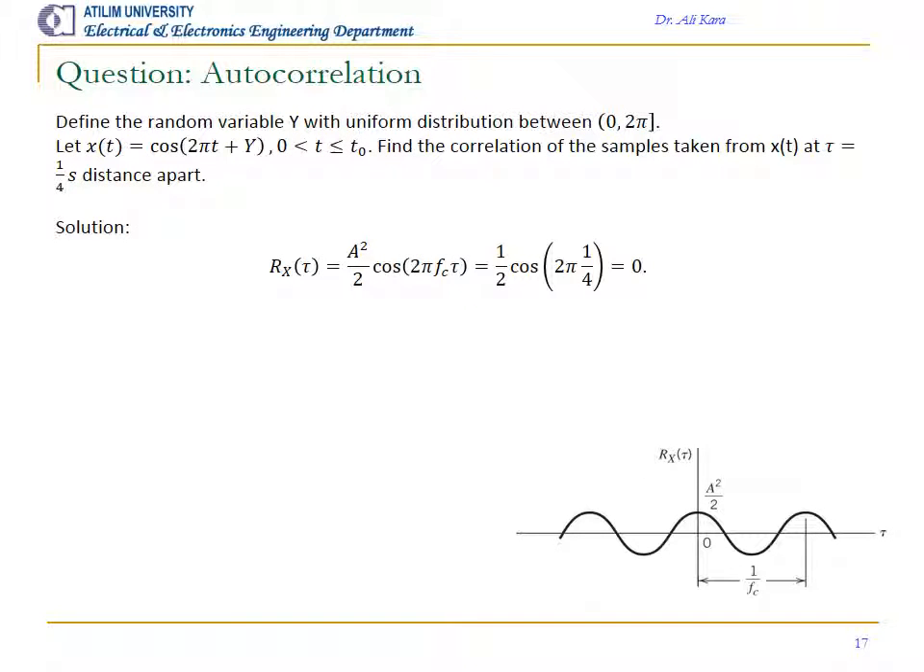Question: autocorrelation. Define the random variable y with uniform distribution between 0 and 2 pi. Let x of t equal 2 pi cosine of t plus y for some time interval t 0. Find the correlation of the samples taken from x of t at tau equals 1 over 4 seconds apart. Solution: since the process x of t is stationary, the only parameter that matters in autocorrelation is the time difference between two sample points. It turned out that samples taken 1 over 4th of the center frequency are uncorrelated.